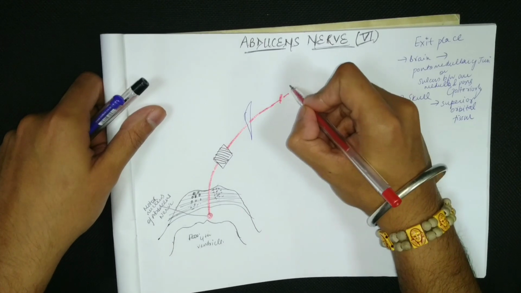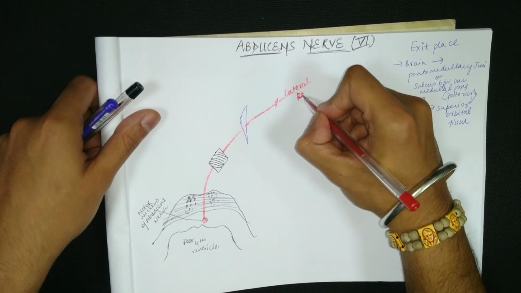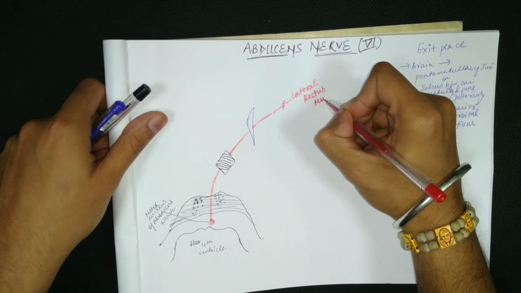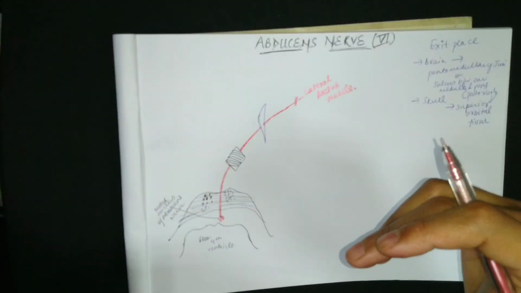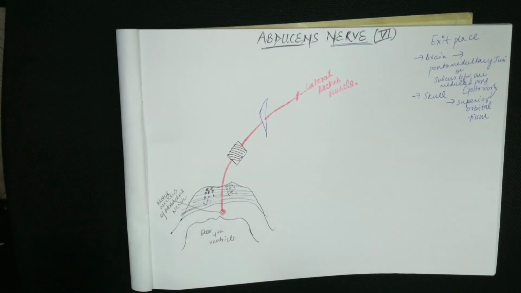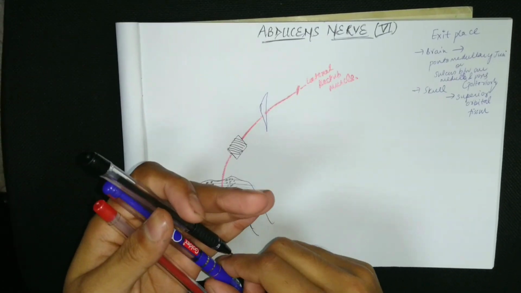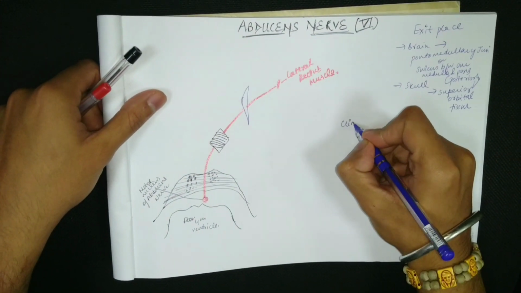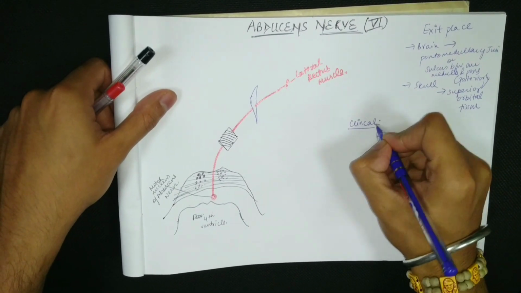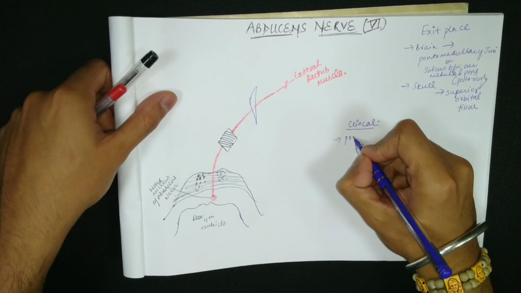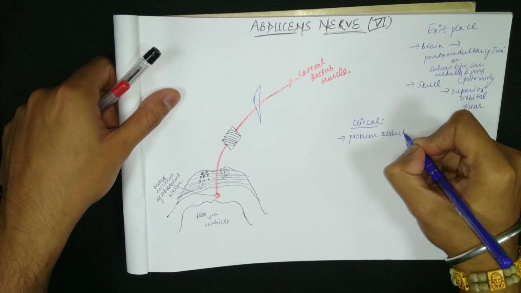After entering the orbit, it supplies our lateral rectus muscle. This is the lateral rectus. It supplies only one muscle of the eye, that is the lateral rectus muscle. So it basically controls abduction of the eye, the lateral movement of our eyeball. If any clinical problem occurs in this region, there will be a problem with the lateral movement of the eye, a problem in abduction of your eye.